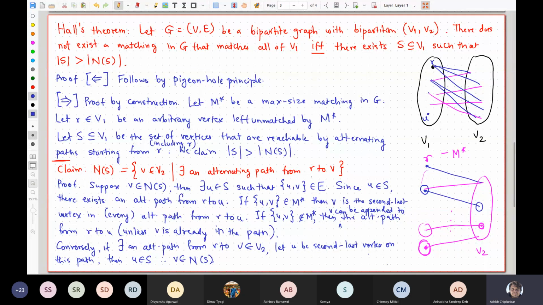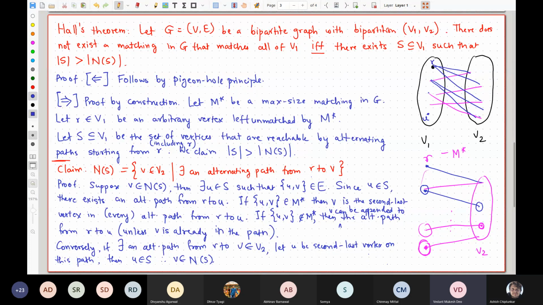Right, so a single vertex alternating path might not make sense. So maybe it's best to include R in this set explicitly. Sir, I have a doubt. In the claim on this page, we have said that the neighborhood of S is equivalent to the set of all the vertices which are reachable from R by alternating paths, and which are in V2. Right, so the vertex should be in V2 and it should be reachable by alternating path from R. That's what the right hand side is in this case.